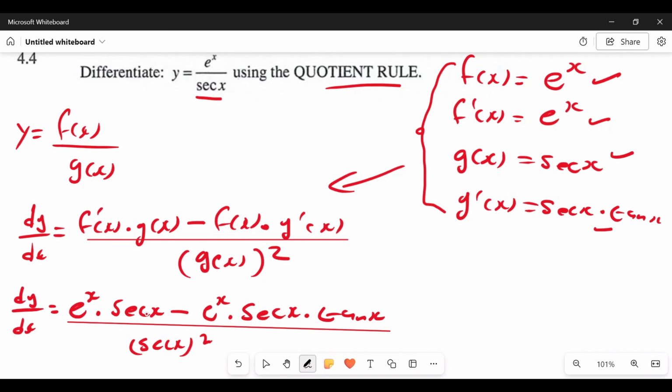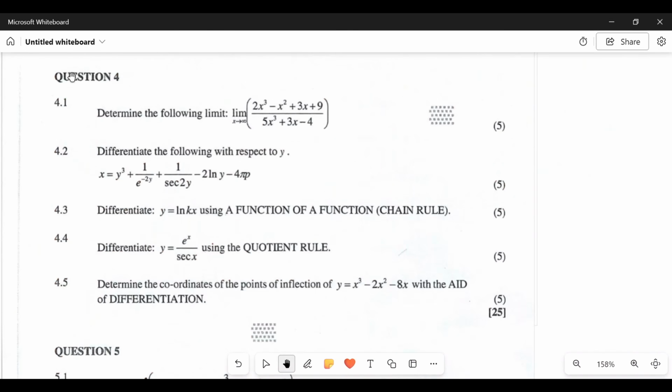Right, we are done with 4.4. How about we do the last question, which is 4.5. Alright guys, now that we're done with 4.4, how about we do 4.5? Now this is the last question of question 4.